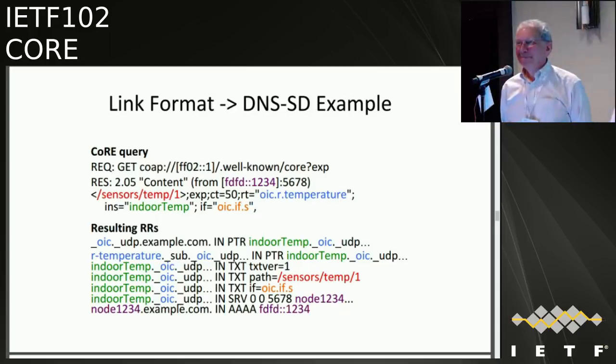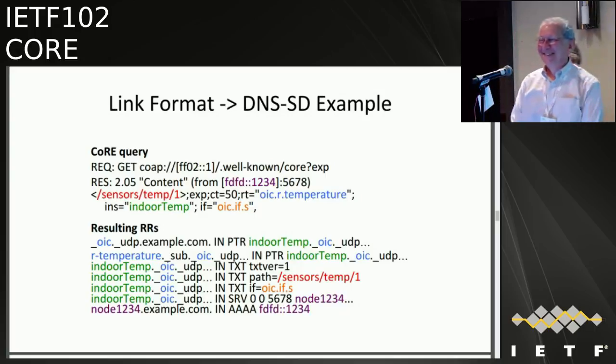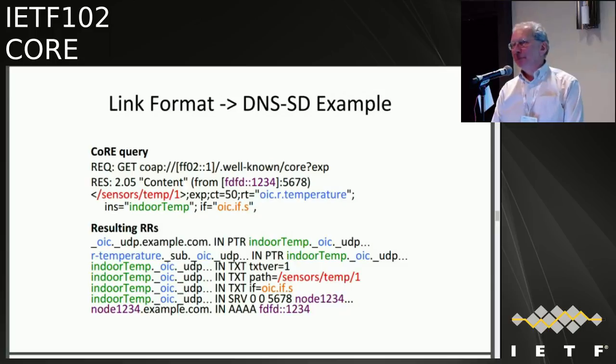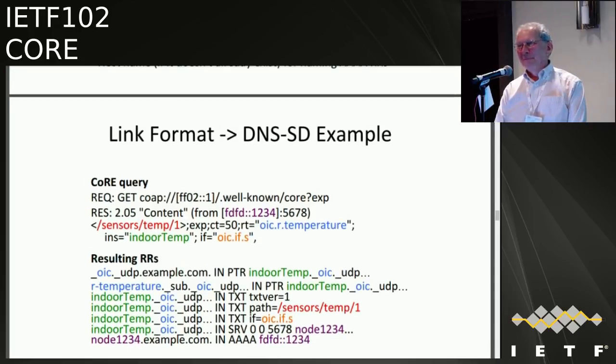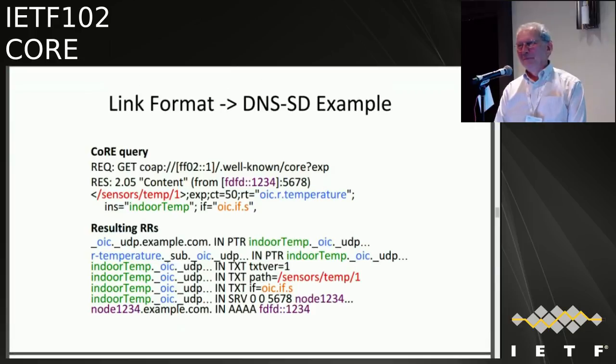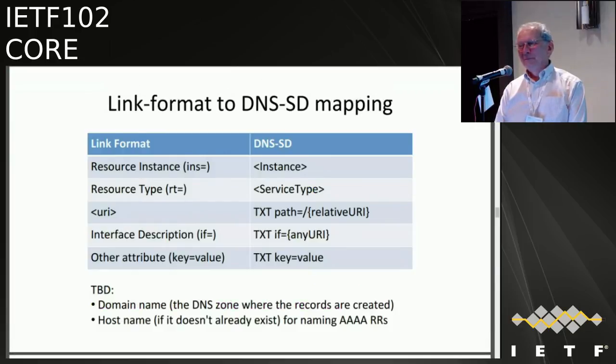Matthias Kovac, Siemens. I want to raise an issue that I tried to discuss on the mailing list. It's about the ins attribute. With this draft, we now have a good definition of it, which is good so far. So we know what it means, how it should be used. Originally, it was, I think, proposed by Zach, and it was used to distinguish resources within the same endpoint that have the same resource type.